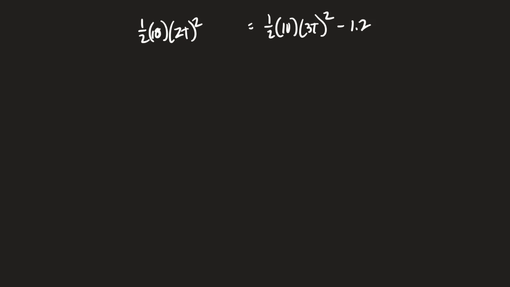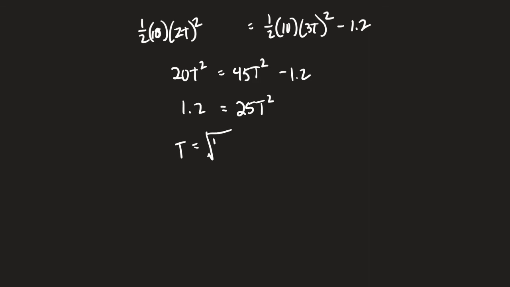All right, so I just got to do this, right? This is going to be 5 times 4, 20t squared. And that's going to be 5 times 3 squared, 9. 5 times 9, 45. T squared minus 1.2. Did I math correctly? I think I mathed correctly. So 25 t squared equals 1.2. So t is going to equal the root of 1.2 divided by 25. Boom. You've got t. You can figure out the rest of your stuff.